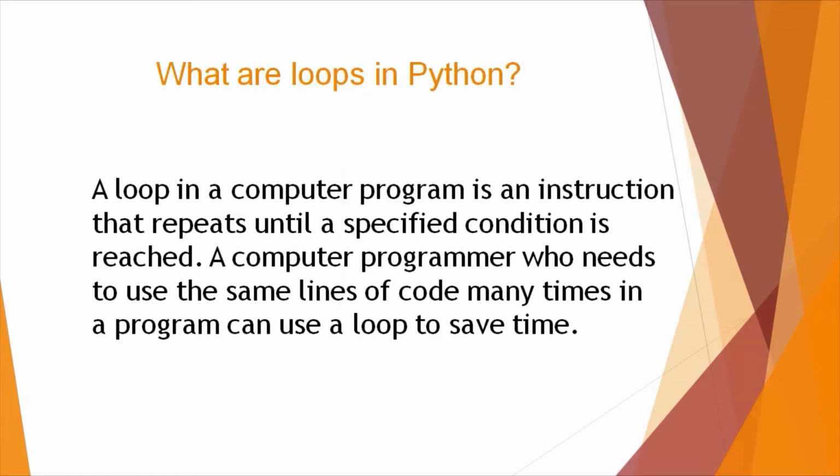So first of all, let's see what loops in Python are. A loop in a computer program is an instruction that repeats until a specified condition is reached. Like, let's suppose you are listening to music and you want to repeat it multiple times, then you will apply the loop there. A computer programmer who needs to use the same lines of code many times in a program can use a loop to save time.